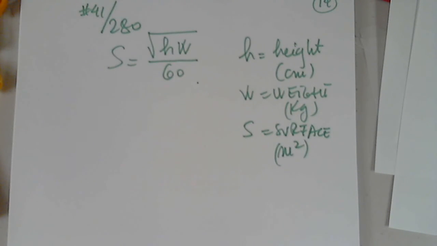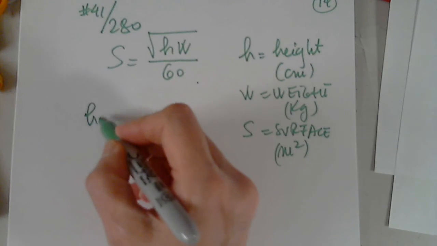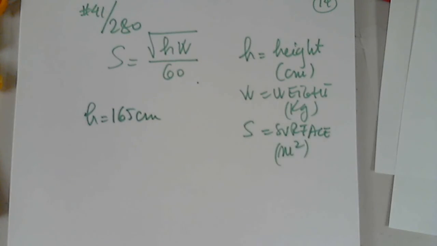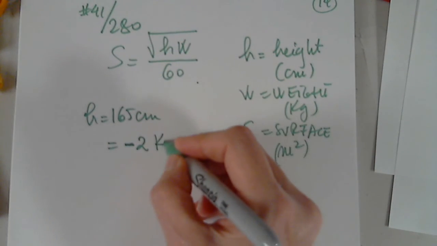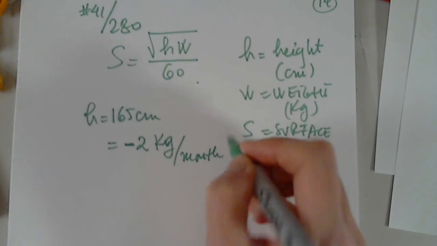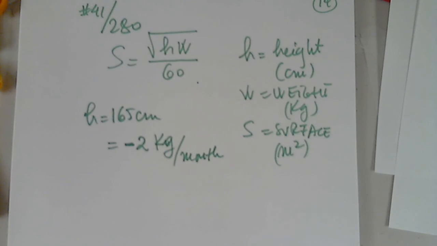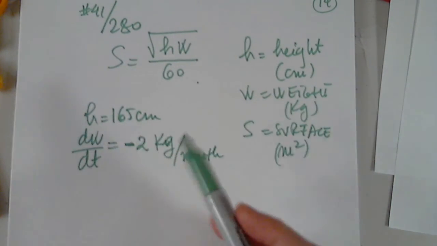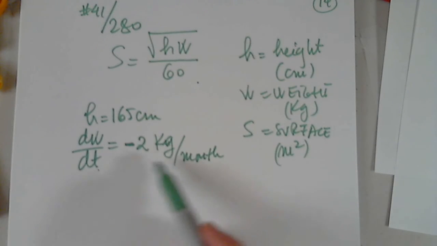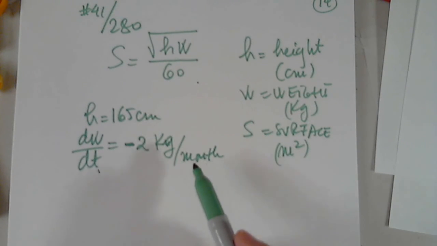Assume that Kim's height is a constant 165 centimeters. But she's losing weight. If she loses 2 kilograms per month, how fast is her surface area decreasing? So this must be dW over dt, W in kilograms, time in months. How fast is her surface area decreasing at the instant she weighs 70 kilograms?